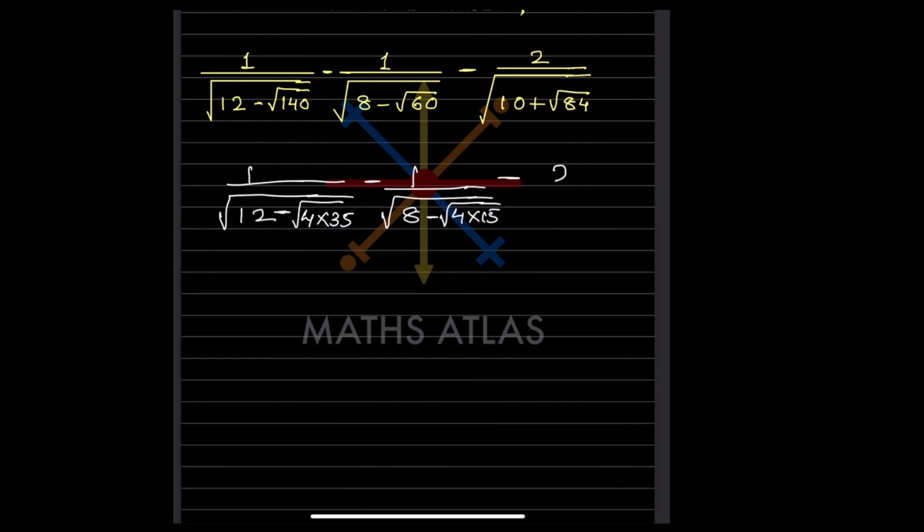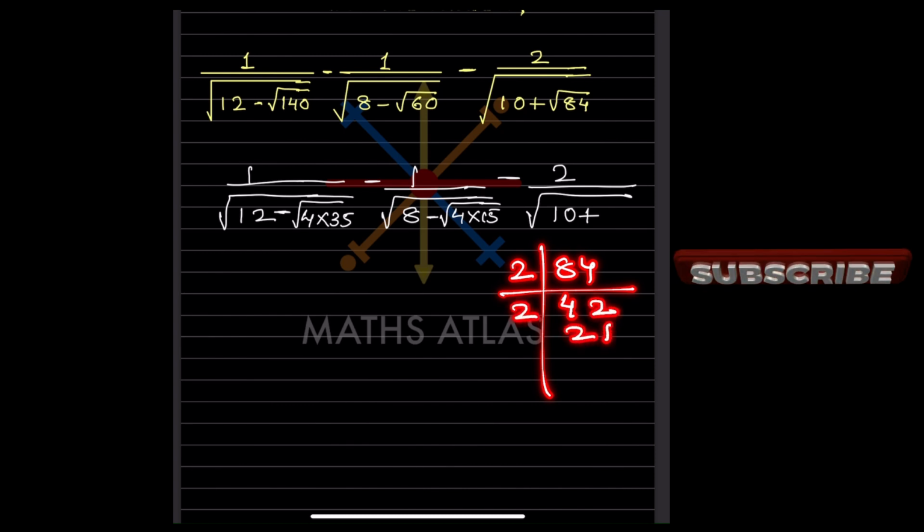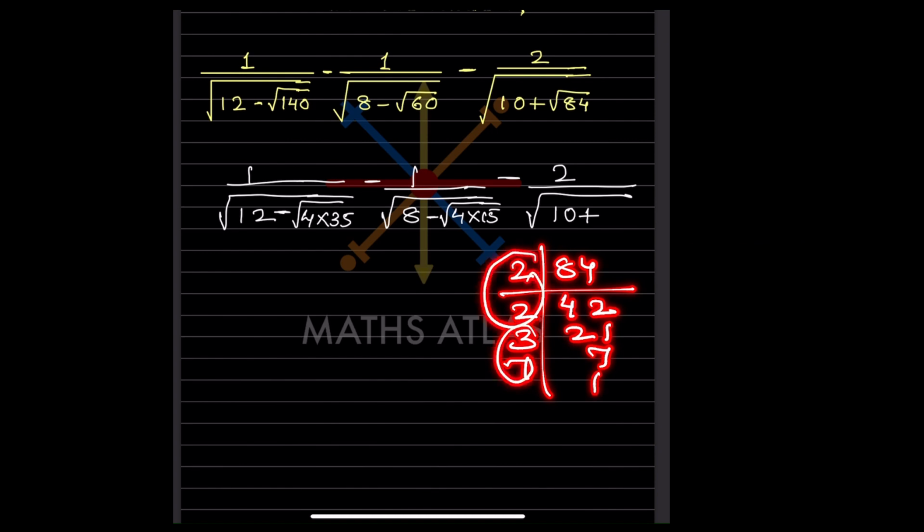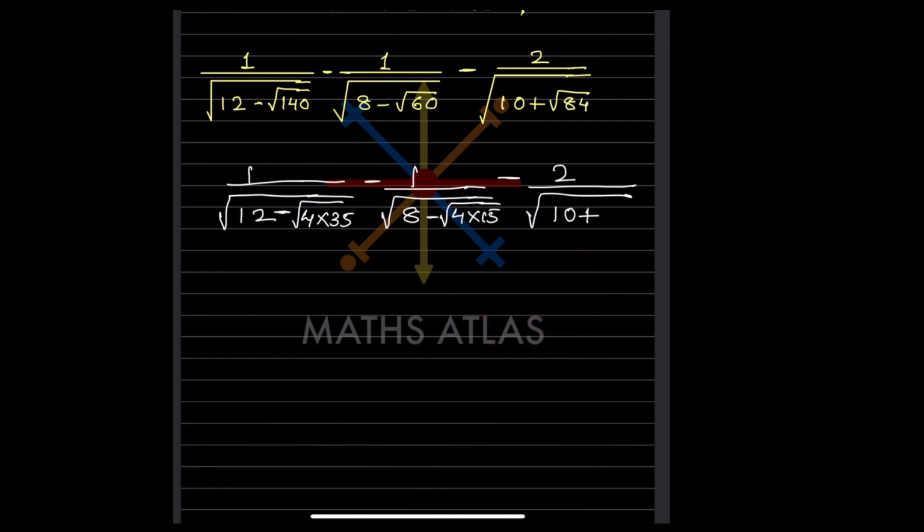Minus 2 root of 10, plus, we'll take for 84. 2 42s are and 2 21s are, 3 7s are and 7 ones are. Again we can see 4 and 21. So we'll write here root of 4 and 21 for 84, 4 times 21. So this is the first step.